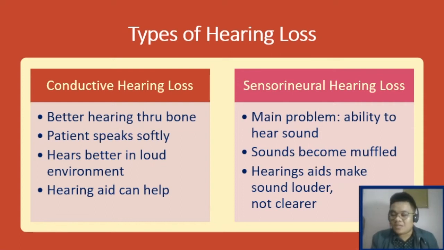For sensory neural hearing loss, remember the damage is to cranial nerve number 8, due to trauma, noise, the aging process, Meniere's, or ototoxicity. The main problem here is the ability to hear and process sound. The sound would become muffled, and hearing aids could make the sound louder, but would not make it clearer. It is just amplifying the sound, but it can't aid the patient on the audibility or the clarity of the sound that would be interpreted in the inner ear.